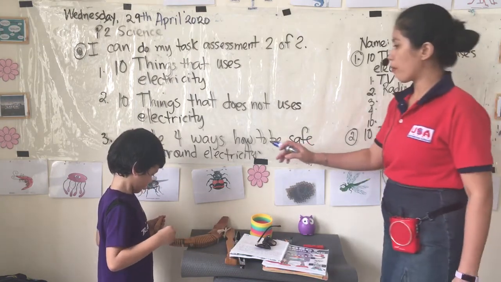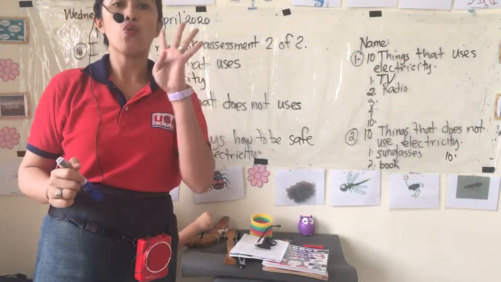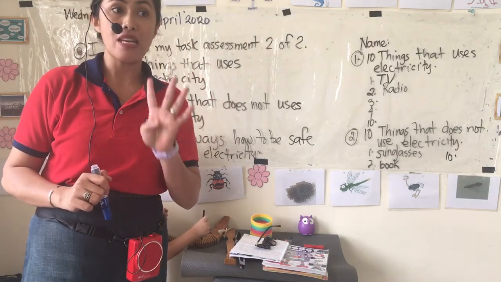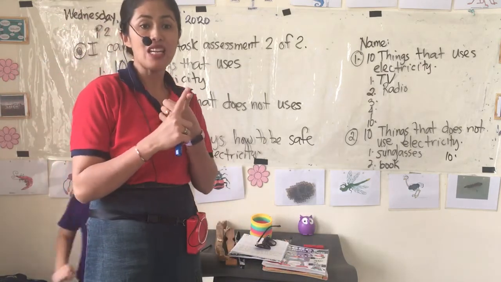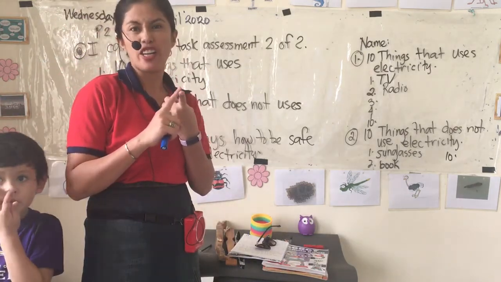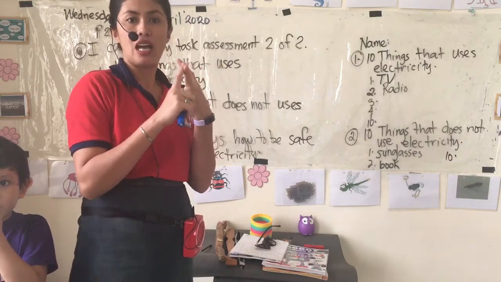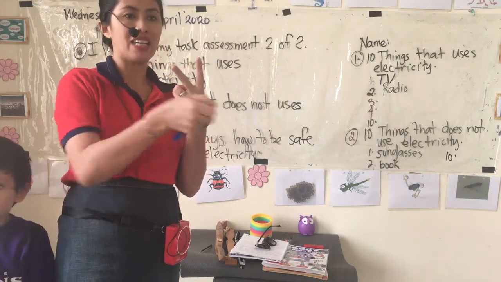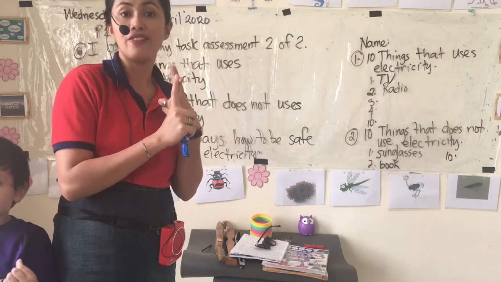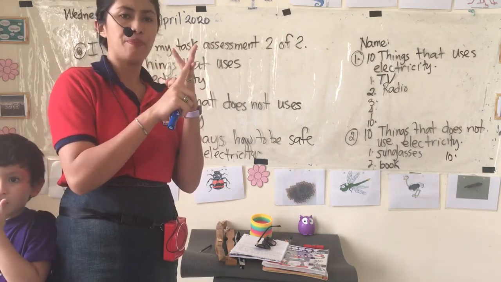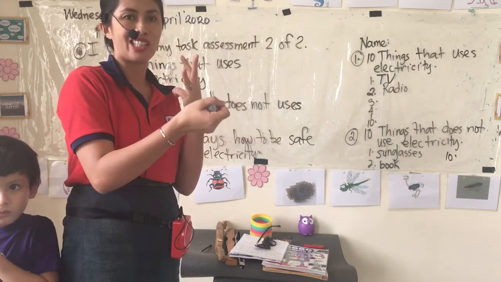And then for question number 3, you are going to write 4 ways for you to be safe around electricity. Just like my son said, do not play in water when you are near electricity. What else? Do not plug in a lot of chargers in one outlet, or else it can cause fire. Do not put metal objects in the outlet, or you will get an electric shock.